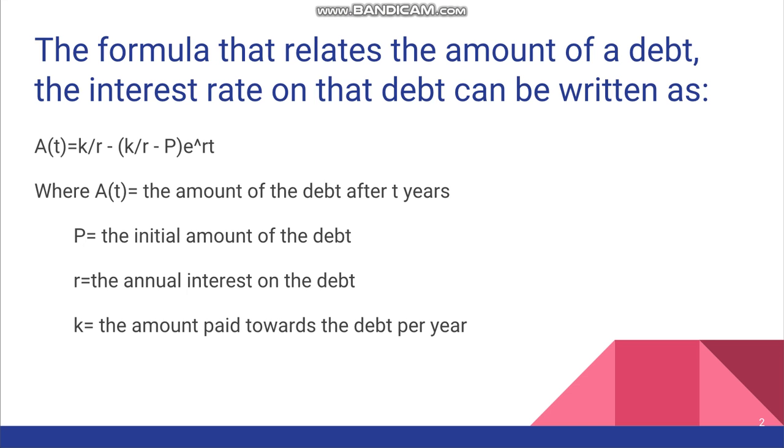Here we have a typical rate function pertaining to debt. Our variables are P for the original amount of debt, R for the annual interest rate on the debt, and K for the amount paid towards the debt per year.